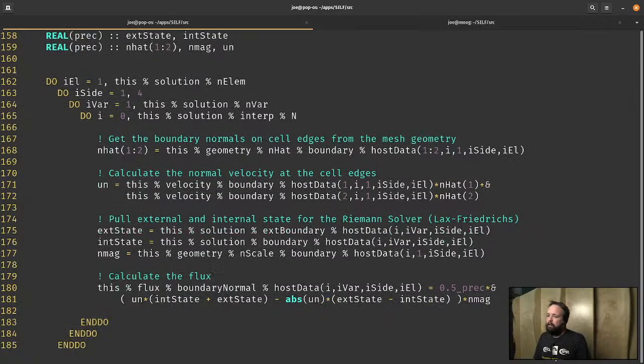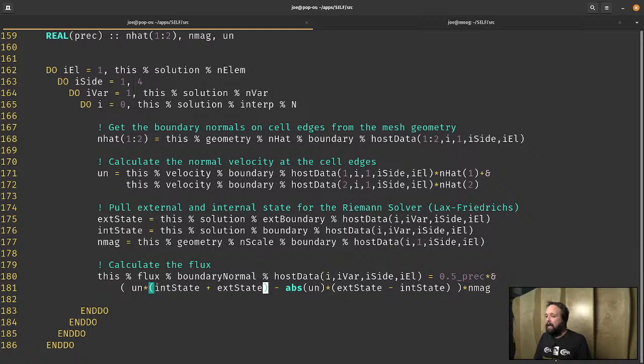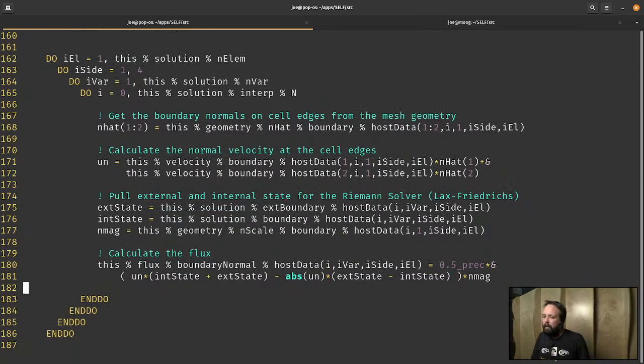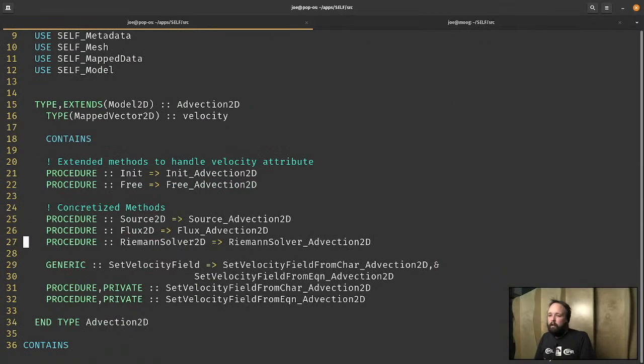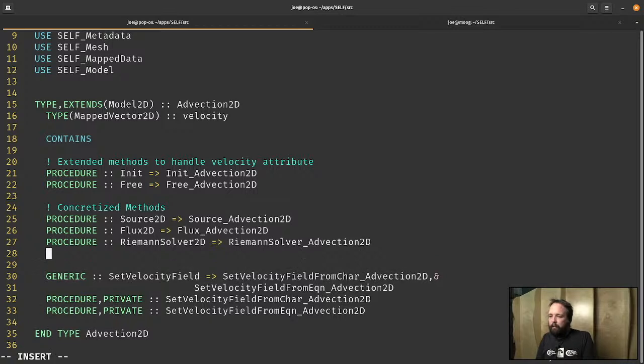So here we're just using local Lax-Friedrich. Essentially we take the average of the flux from both sides of the element boundary, and we subtract off the absolute value of that normal flux times the jump. And so what this always gets us is the upwind flux. Pretty straightforward. Okay, but what we end up wanting to do here is essentially override that flux divergence routine.